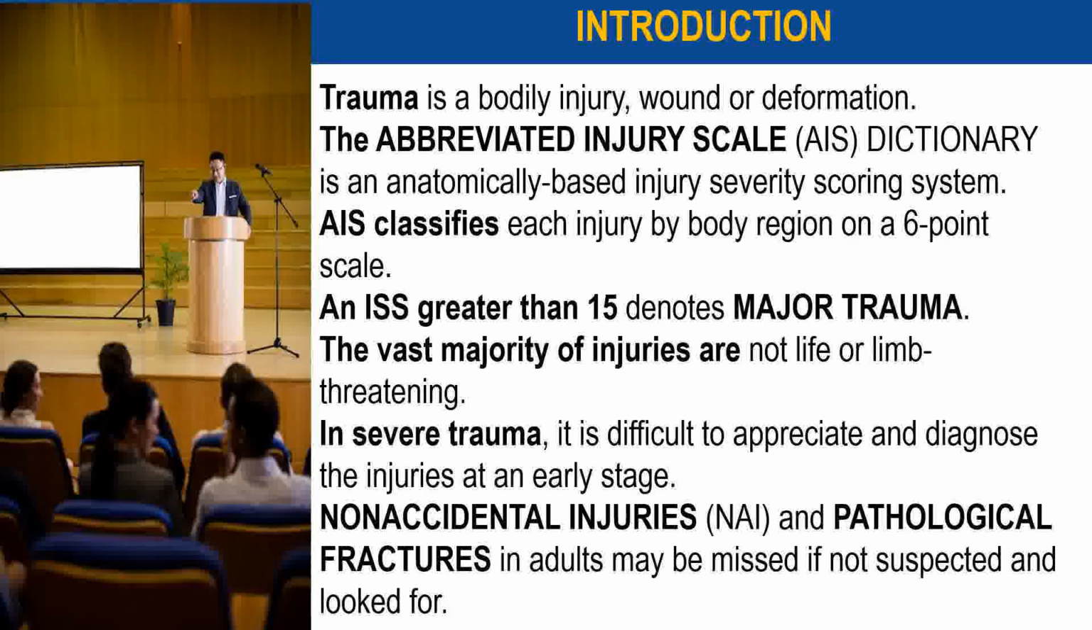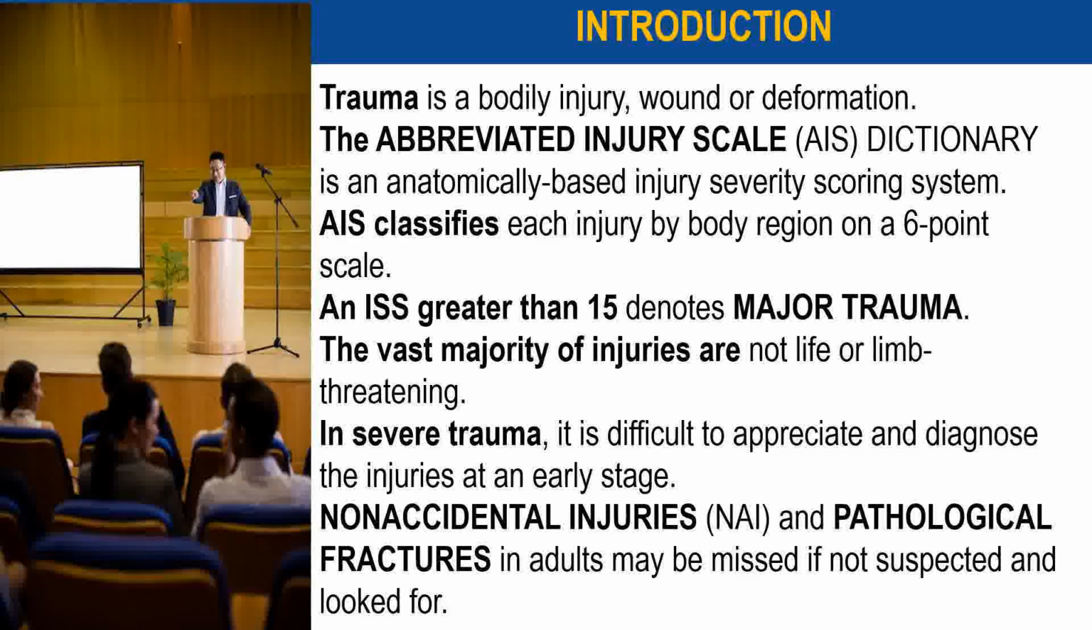Trauma is a bodily injury, wound or deformation occurring due to a physical force exerted on the body. The Abbreviated Injury Scale Dictionary is an anatomically based injury severity scoring system that classifies each injury by body region on a 6-point scale between 1 that is mild and 6 that is maximum. It includes more than 2000 injury codes. AIS 2015 is its newest revision, and ISS greater than 15 denotes major trauma.